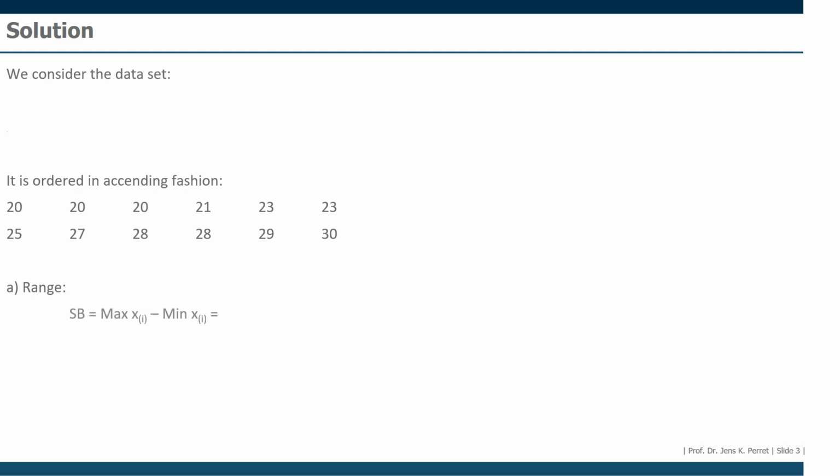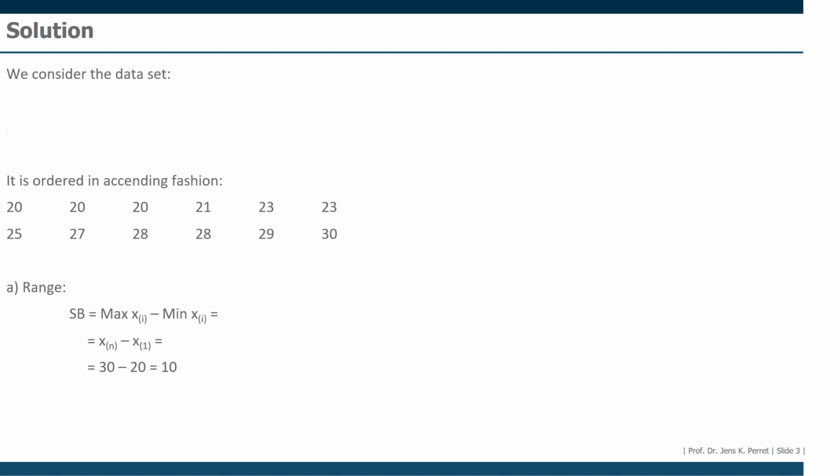Because for the range, I simply take the difference between maximum and minimum. Maximum being the largest, minimum being the smallest value, or if I have an ordered data set, maximum being the last value, minimum being the first value of the data set. So here I'm calculating 30 minus 20, which gives me 10 as the range of my data set. So the age of the students spans a total of 10 years. That was already part A.